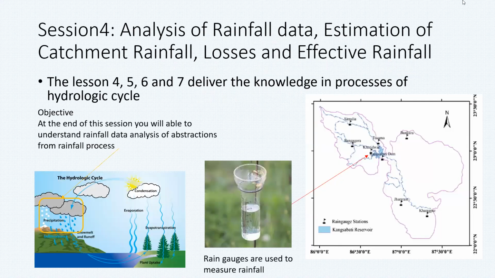Now let's begin session 4: the analysis of rainfall data, estimation of catchment rainfall, losses and effective rainfall. These are the areas that will be covered under session 4. As I told you, I will start from session 4 and continue to session 5. Then after that, I will continue from sessions 1, 2, 3. That is the way I am planning to finish up to Cat 1.